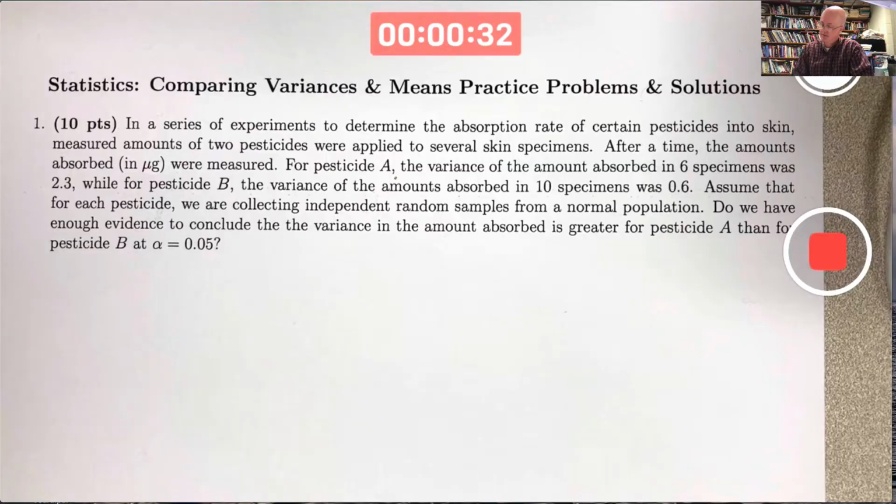In this video, I want to go through a couple of old exam problems that I've given in statistics courses. One problem, an F-test to compare variances, and another problem, a T-test to compare means. We'll use technology and we'll also look at tables. So the first problem is about comparing variances.